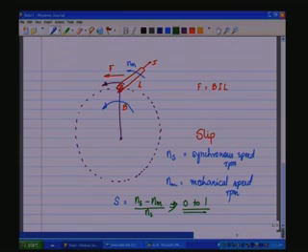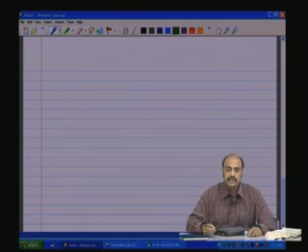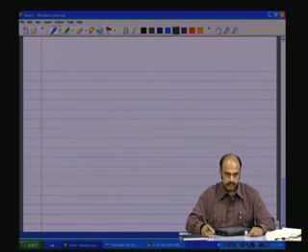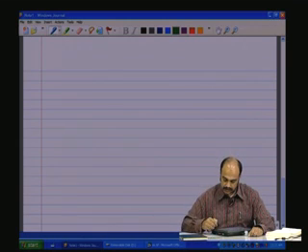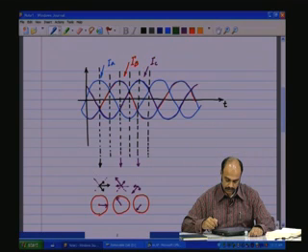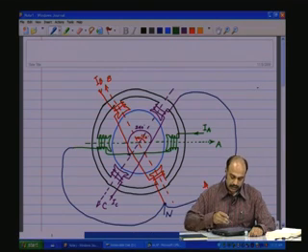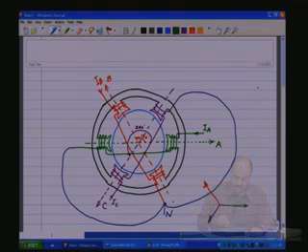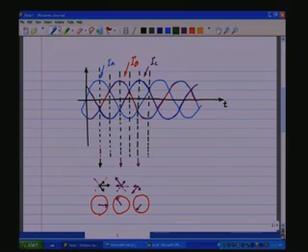Yes, we shall come back to the concept of the slip a bit later again. We shall revisit that, but now we should try to understand what happens if we put more number of poles. We saw in the picture here that there is one pole set, there is one pole pair per phase. Now for every phase you could have more than one pole pair.